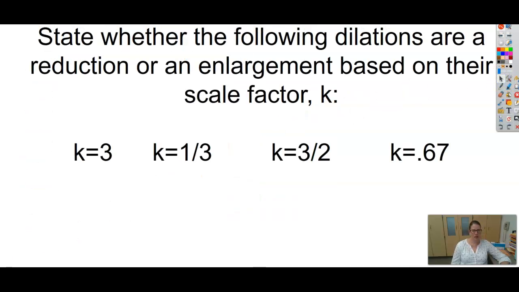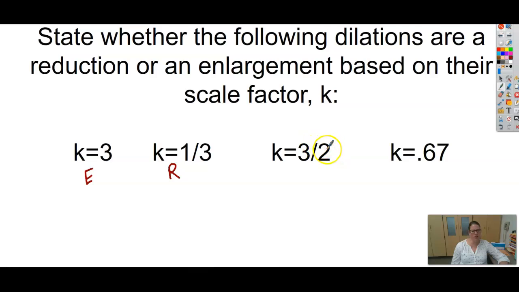All right. State whether the following dilations are a reduction or an enlargement based on their scale factor. Okay? So if k equals 3, that's bigger than 1, so that is an enlargement. If it's 1/3, that's between 0 and 1, it's going to make it smaller. It's the same as dividing by 3, so that's a reduction.